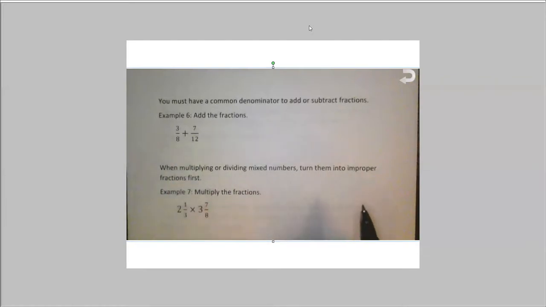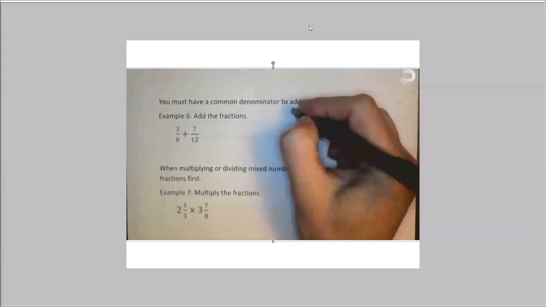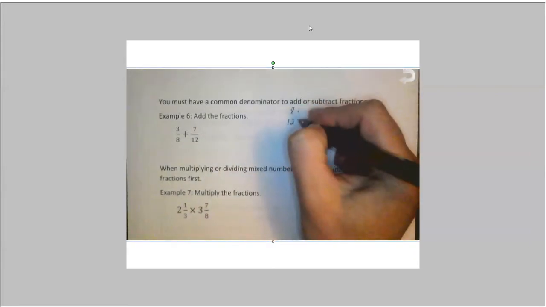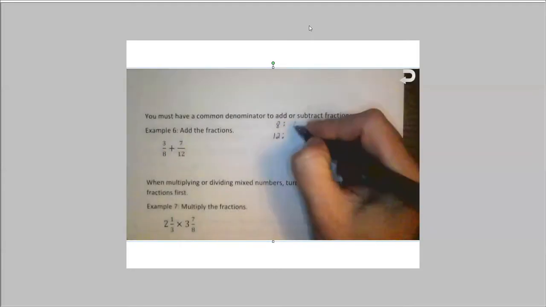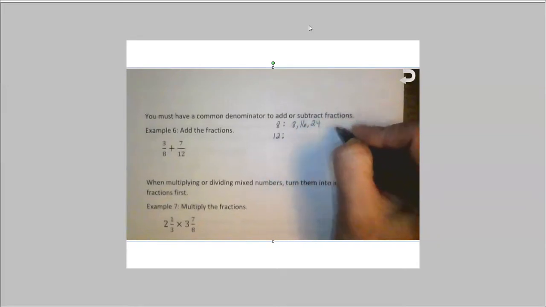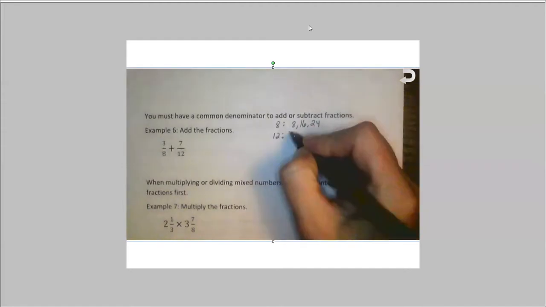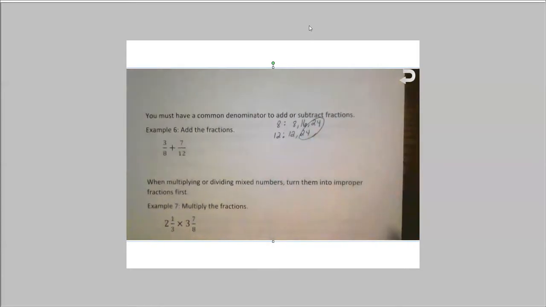The same way we found least common multiple just a little while ago, we're going to need to find a common denominator in that way. So I'm going to take 8 and 12, and I'm going to see what that common multiple is. 8 times 1 is 8. 8 times 2 is 16. 8 times 3 is 24. I can keep going, but I know 12 times 1 is 12, and 12 times 2 is 24. So there is my common denominator.